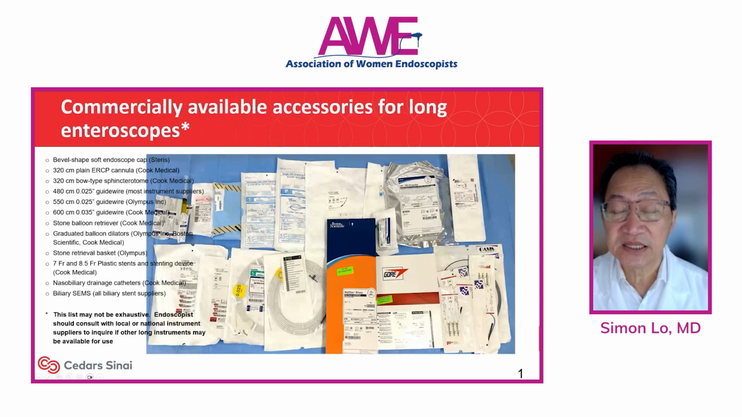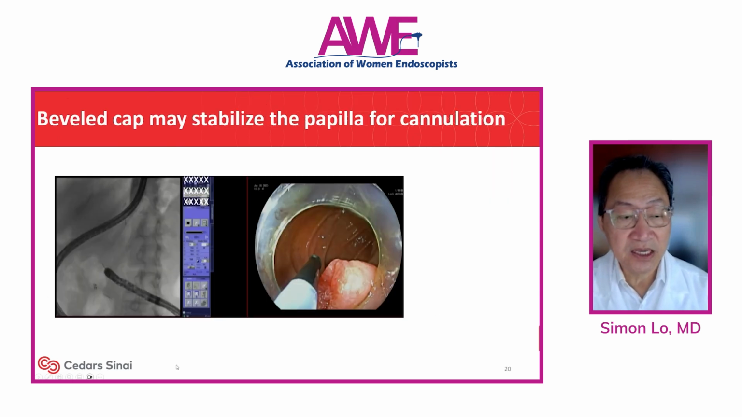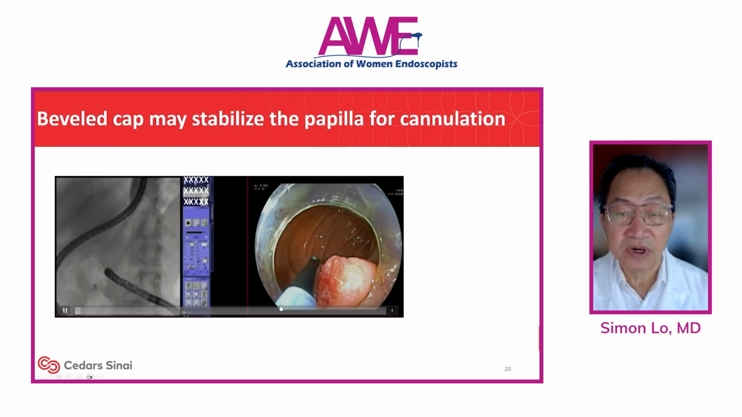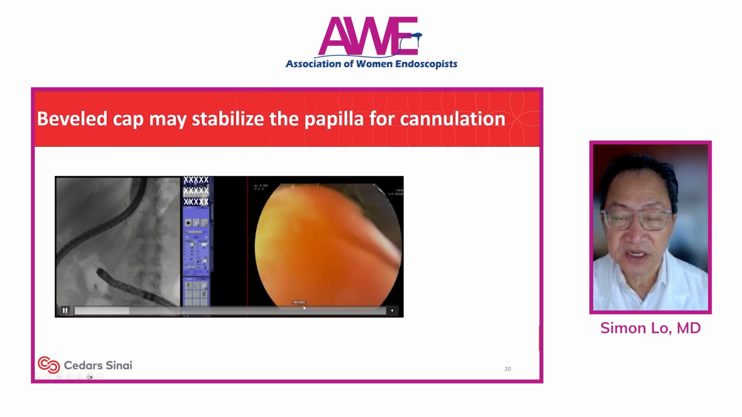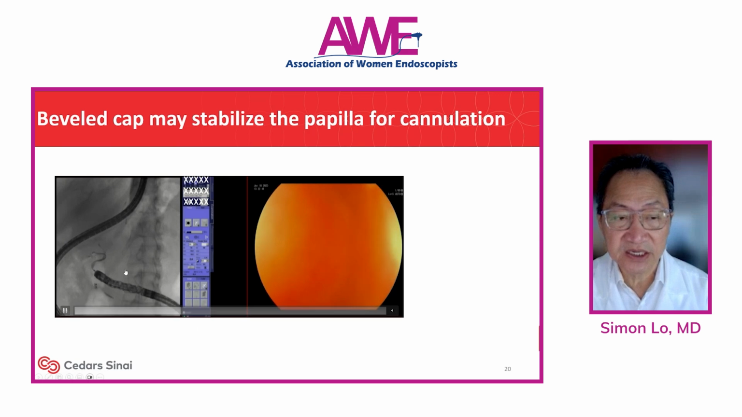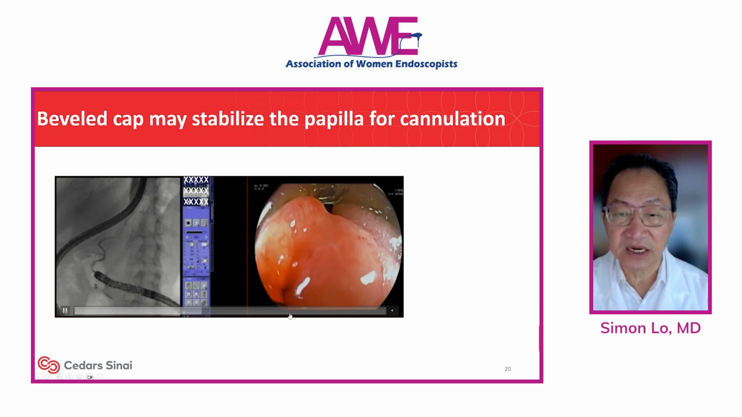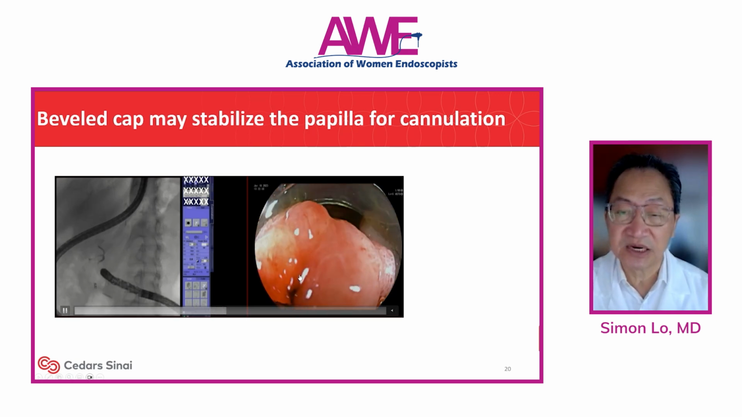It is often said that you don't have enough accessories for the long endoscopes. The fact is, we have plenty to work with, such as in this case. Here is an example of a video of an actual procedure. You can aspirate the papilla into your cap, and now you can take your time to cannulate the bile duct. It's not always that easy, but sometimes it is that easy.